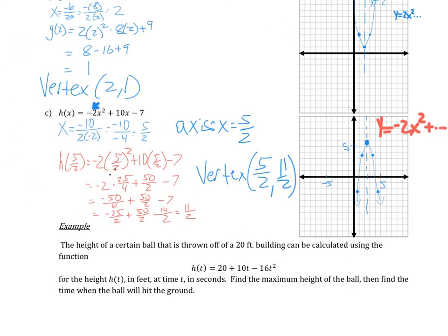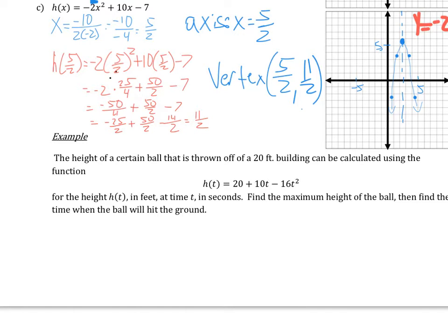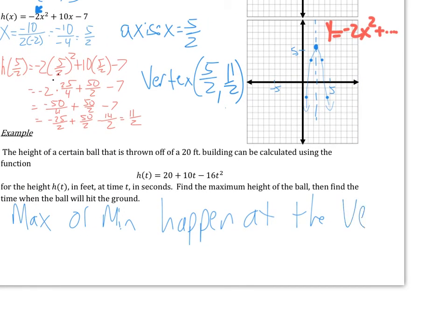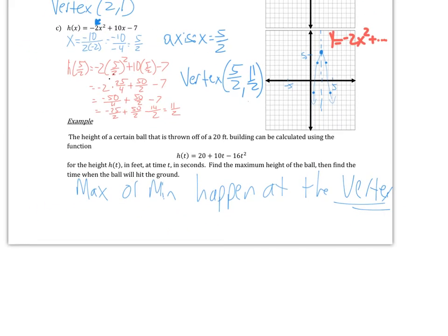Okay? So one more thing. How we can use this is we want to find a maximum or a minimum. To find a maximum or a minimum, find the vertex. So the key is that the max and the min happen at the vertex. So we've got to find the maximum or the minimum, and that's at the vertex. In this case, we want the maximum height of the ball. So we're throwing a ball in the air.